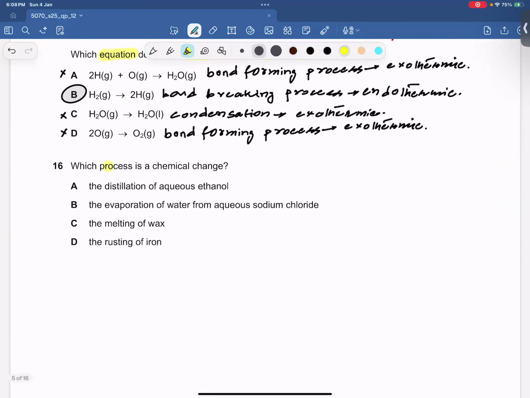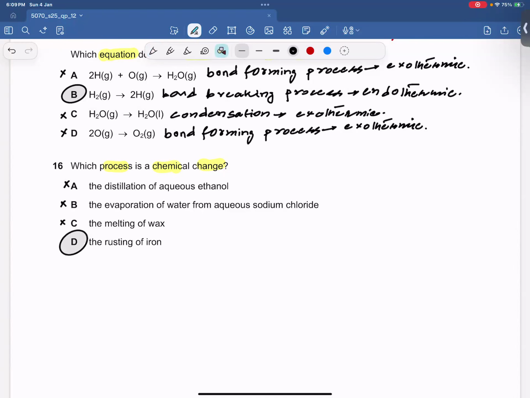Which process is chemical change? Chemical change is when new things are formed. So distillation is a separation technique in which you need to separate solid from liquid or liquid from solid, right? So it is a physical process on the basis of boiling point, which is why option A is incorrect. Evaporation of water from aqueous sodium hydroxide. So evaporation again is a physical change, not correct. Melting of wax is a physical change, not correct.